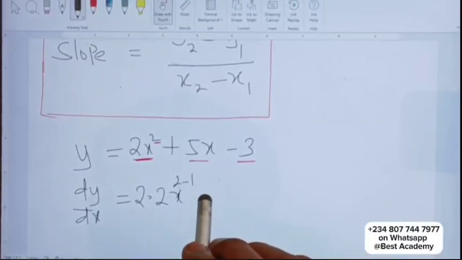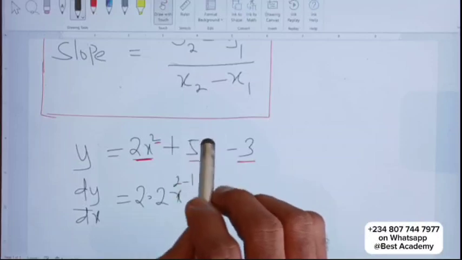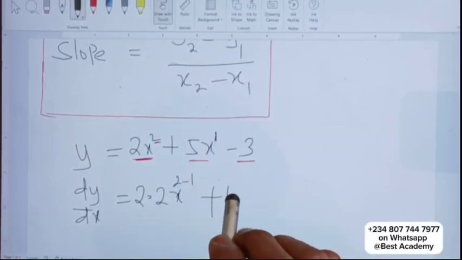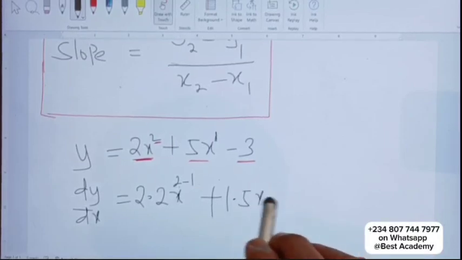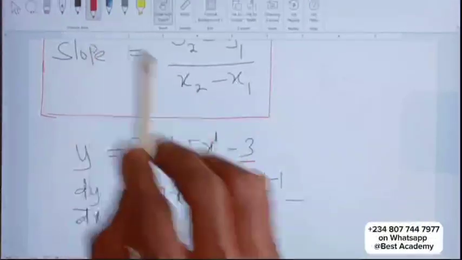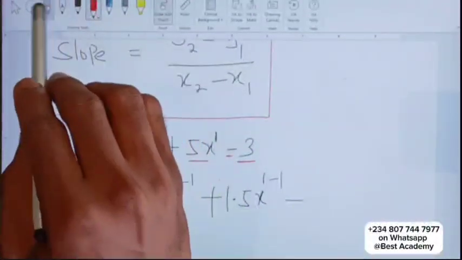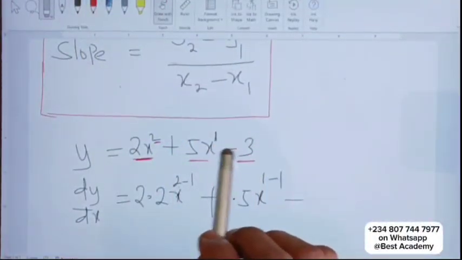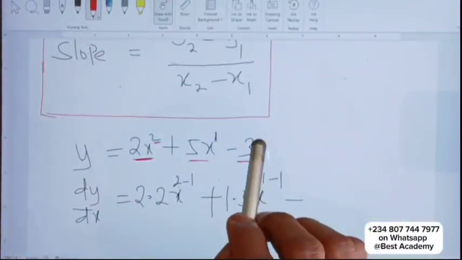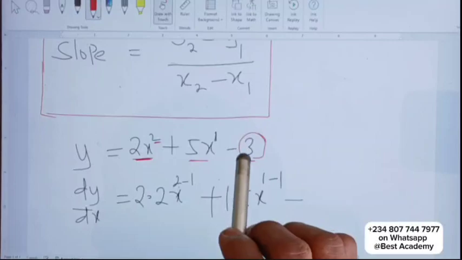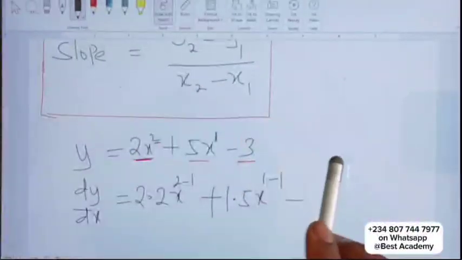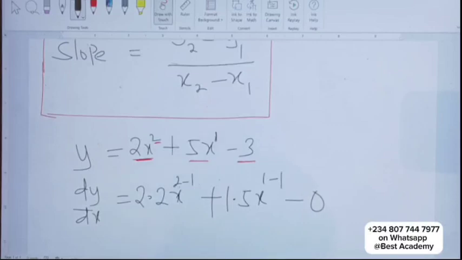plus, now there's an invisible 1 here. Please take note. Take the power down to the base, that will be 1 times 5 of s raised to the power of 1 minus 1. Minus, this minus here, please take note. And I told you that whenever we differentiate a constant, the result is 0. This is a constant because there's no letter attached to it. So differentiating that, the answer will be minus 0 here. Please take note.